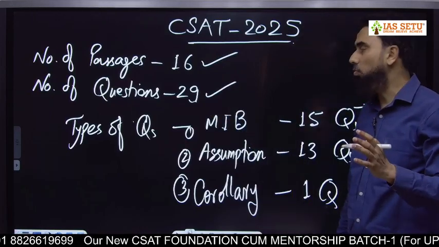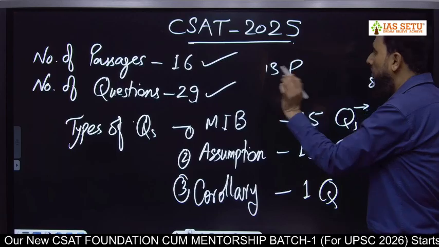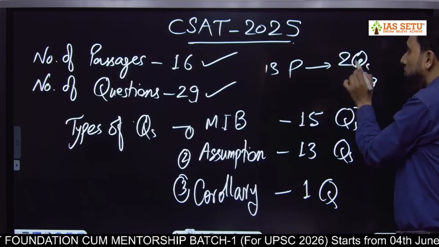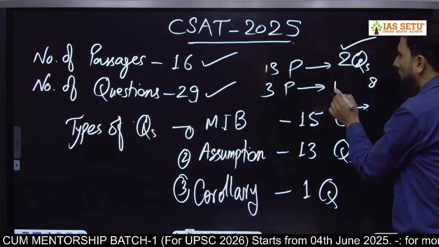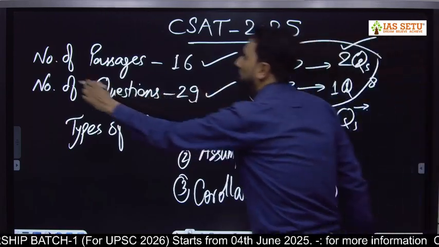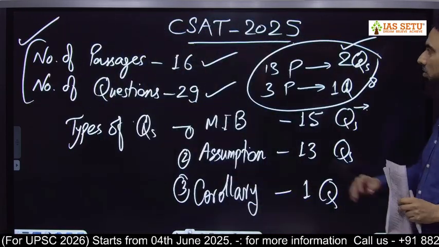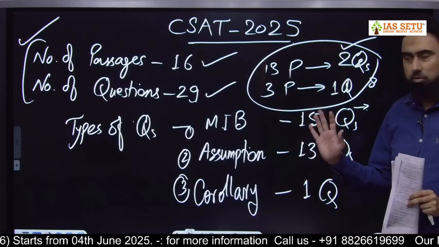Which means that UPSC was a bit generous this time because 13 small passages were given only. They had 2 questions based on them, which saves your time. And there are just 3 passages which had 1 question based on them. So in that sense, we can say that UPSC was generous, and the paper was just like the 2024 paper. It was moderate or moderate plus.